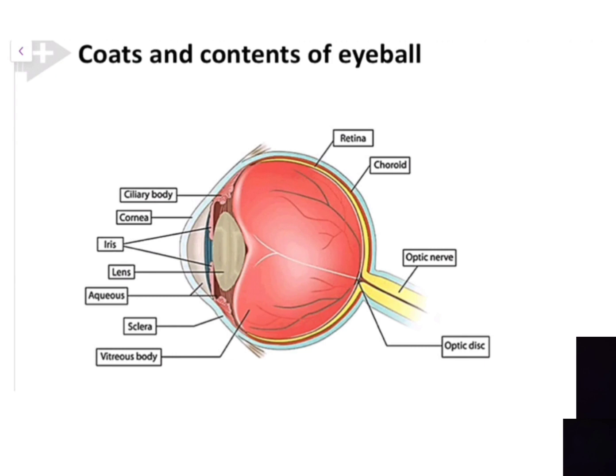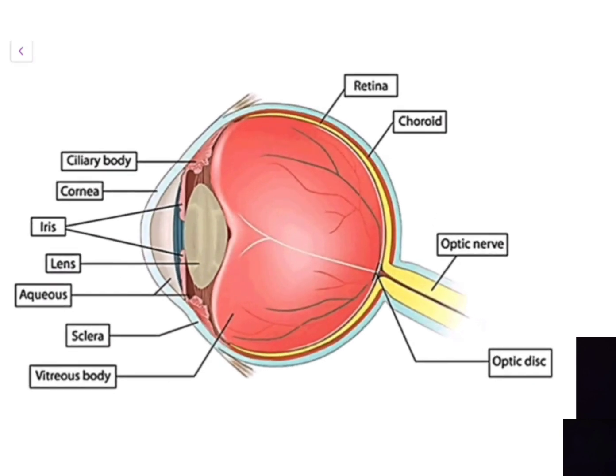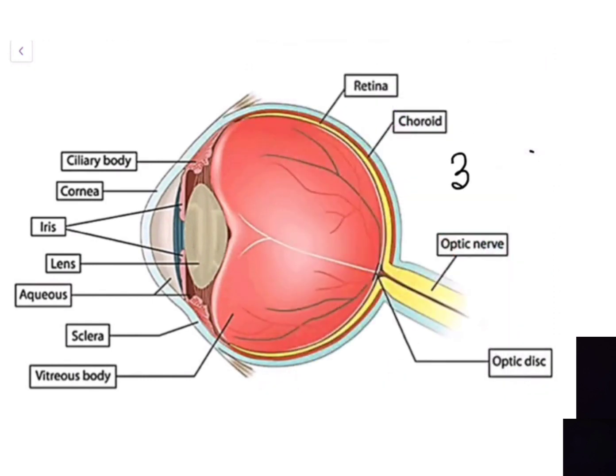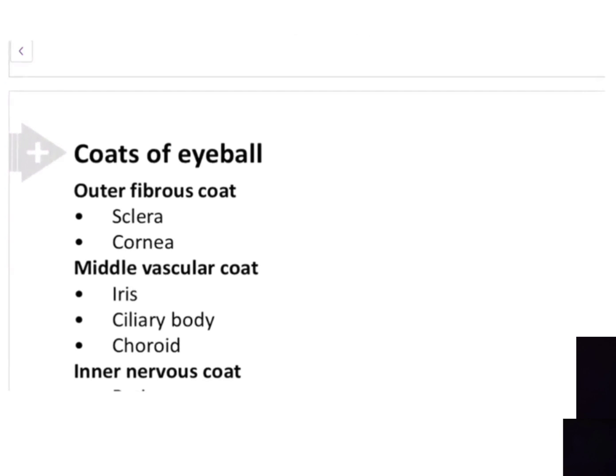So let us see how many layers are there in the coat. They have done a color coding to make things a little bit easier visually. They have given 3 different colors in the wall. There's an outer layer which is in blue, a middle layer which is in red, and the inner layer which is in yellow. And so we understand that there are 3 coats to the eyeball. Let us see what the different coats are. The 3 coats are the outer fibrous coat, the middle vascular coat, and the inner nervous coat.